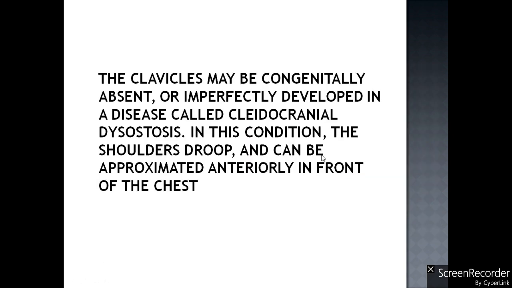The clavicles may be congenitally absent or imperfectly developed in a disease called cleidocranial dysostosis. In this condition, the shoulder droops and can be approximated anteriorly in front of the chest.